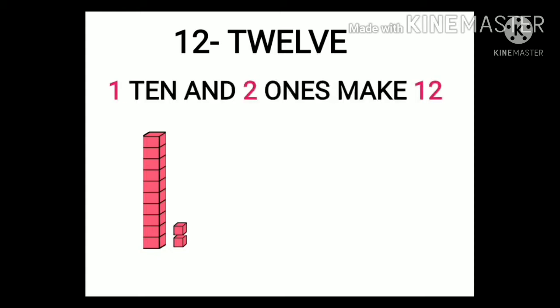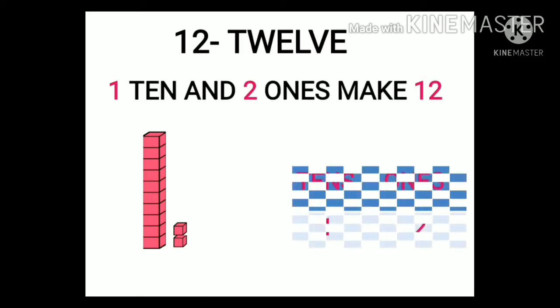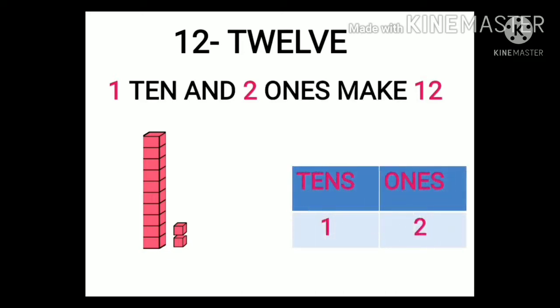What is the next number? Okay, let us see what it is. First you take a 10 and then take 1 and 2 ones. So 1 ten and 2 ones makes 12, isn't it? So how can we write it? Yes, you write it as 1 ten and 2 ones and the number is 12.